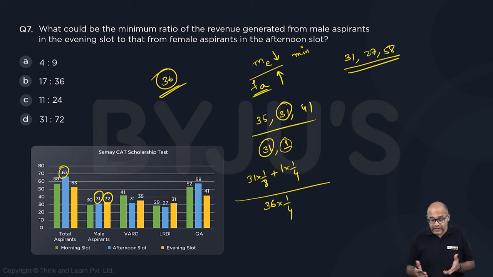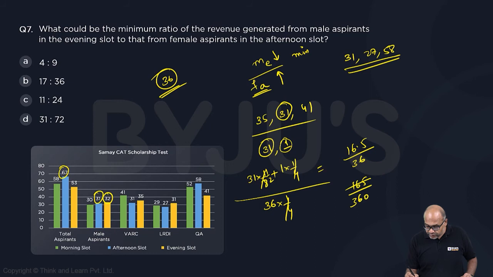This is my answer. So let's take a look at what this is. So 1/4, this 1/4 goes halves. So this is 31 by 2, which is 15.5. So this is 16.5 by 36. That is 165 by 360.